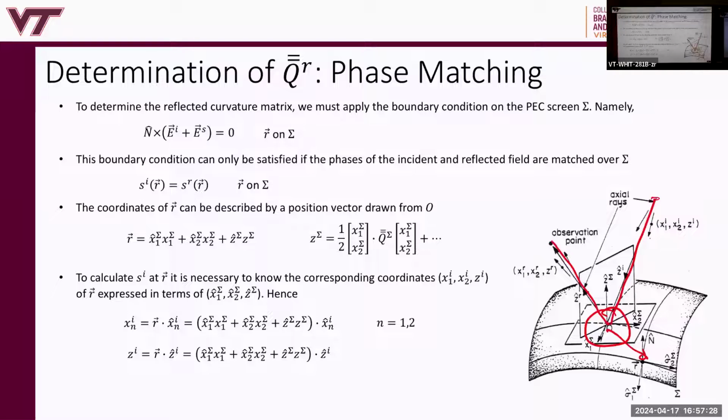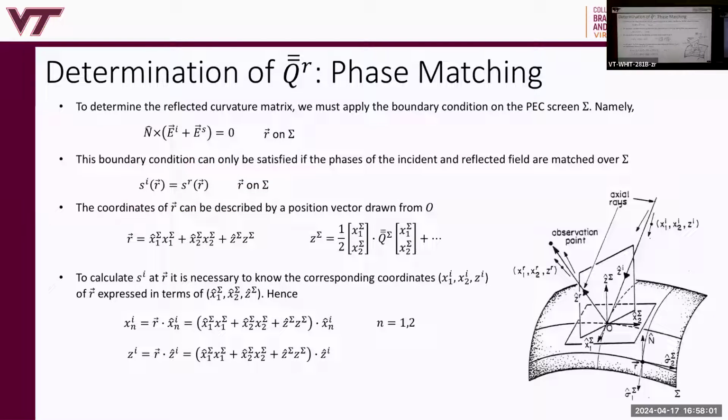So there could be another point R on sigma where we also have to satisfy the boundary condition and phase matching. So we need a local coordinate system there. And that one has n, right? So n crossed with E incident plus E reflected, or E scattered, has to equal 0 for R on sigma. All right. So that boundary condition can only be satisfied if the phases of the incident and reflected fields are matched over sigma. That's called phase matching, right? You undoubtedly have heard of that. All right. So all we have to do is compute this now. So let's do that.